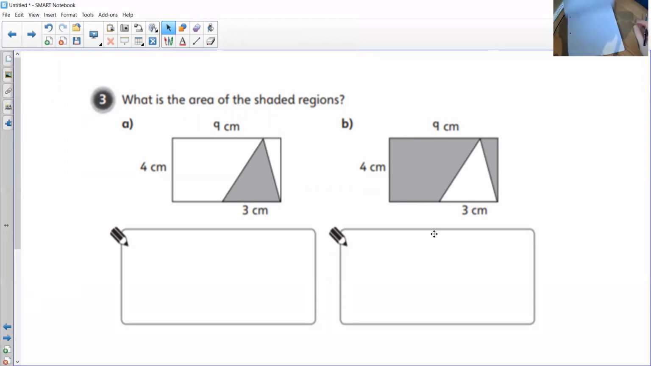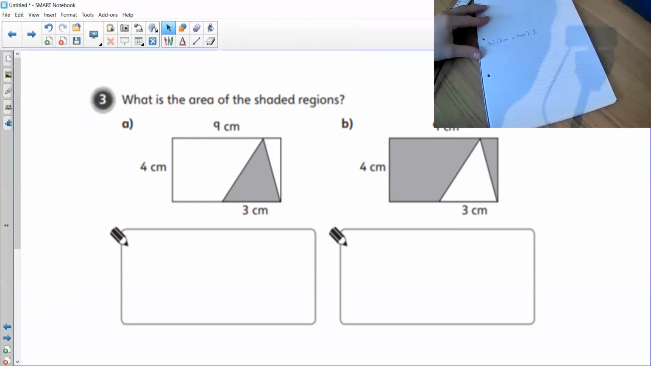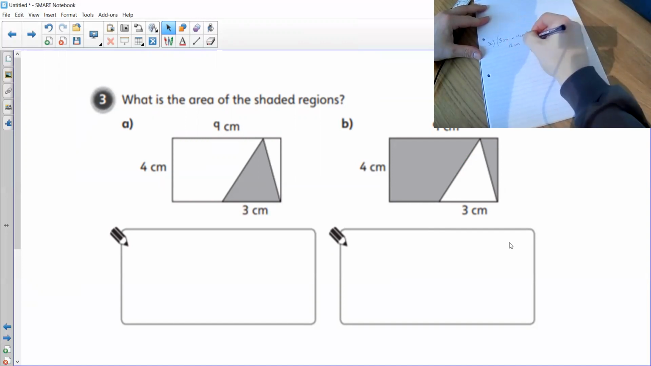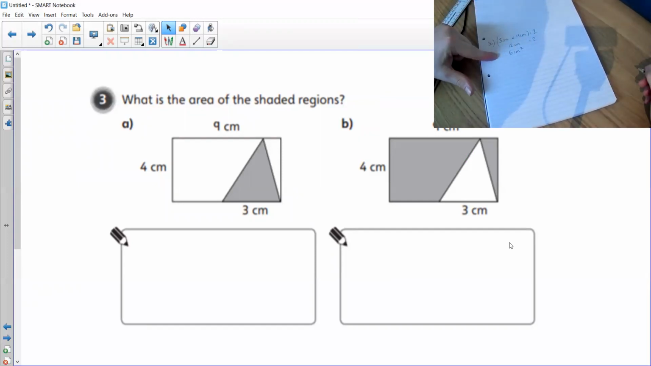Okay, piece of paper for this one. So working out for 3A, I'm just going to put it here. I can find out that the base is 3 centimeters from the triangle. I'm going to times it by the height, which is 4 centimeters, and then because it's a triangle, I divide it by 2. Oh, I need to make that bigger for you, don't I? There you go. So 3 times 4 is 12 centimeters, and then divide that by 2 would be 6 centimeters squared. So that is the area for the first one.